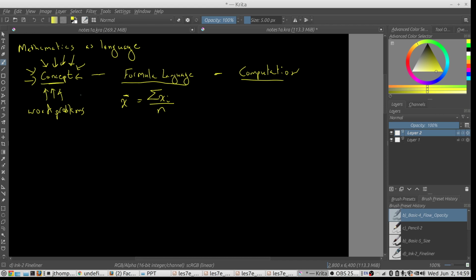But the concept of the mean is it's a measure of a middle. And it's a good estimator of what value we should use to assign to a collection of things.